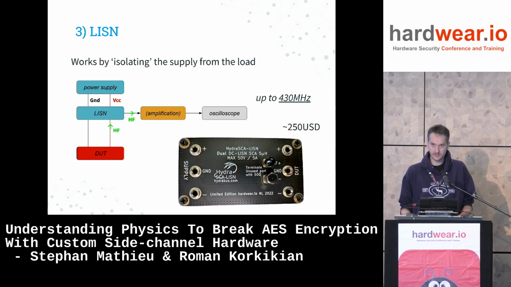You do have Lissens. So if you were here last year, one was presented. What does a Lissen do? Basically, it isolates your power supply from your device on the test. So concretely, you have your power supply, the Lissen here, and then you have ground and VCC going to your device on the test, and any current noise, so the current signal that you're interested in, will not go back to the power supply, but it will go to the amplification chain. The amplification chain is just a bunch of amplifiers, and then to your oscilloscope. This can go up to 430 megahertz, $250 for the one that was presented last year.